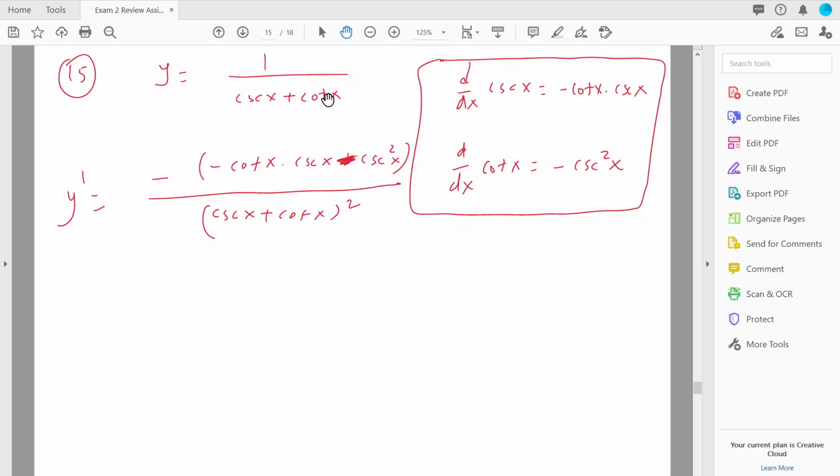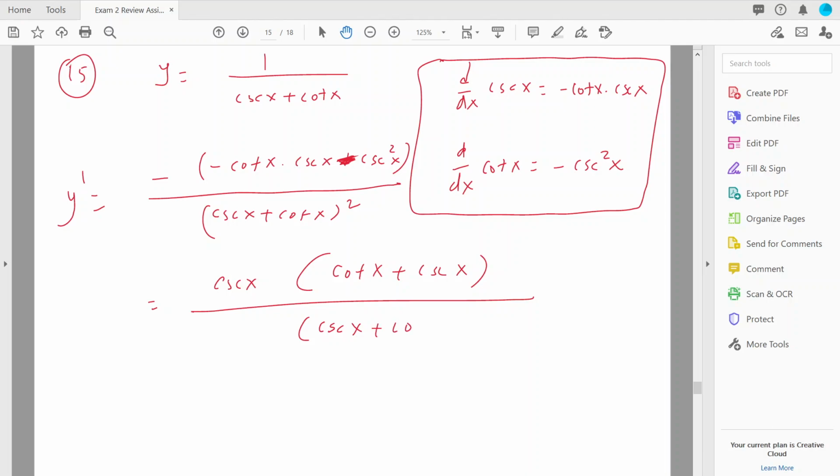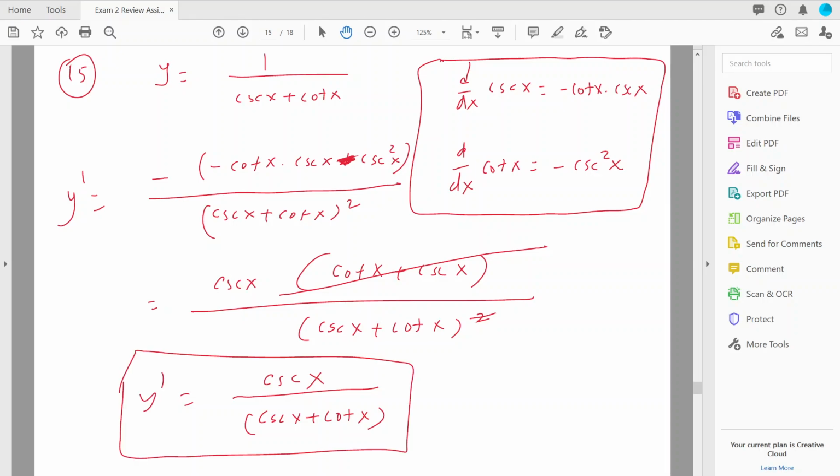Plus the derivative of cotangent of x, which is negative cosecant squared of x, so that's why it's negative. Because there is a negative here, this becomes positive, and I can factor out cosecant of x from the top part, and the leftover would be cotangent of x plus cosecant of x. On the bottom we also have cosecant of x plus cotangent of x, squared. The top part and one of the bottom factors are the same, so we can cancel them out. The leftover is cosecant of x over cosecant of x plus cotangent of x. So that's the derivative of the function for problem 15.